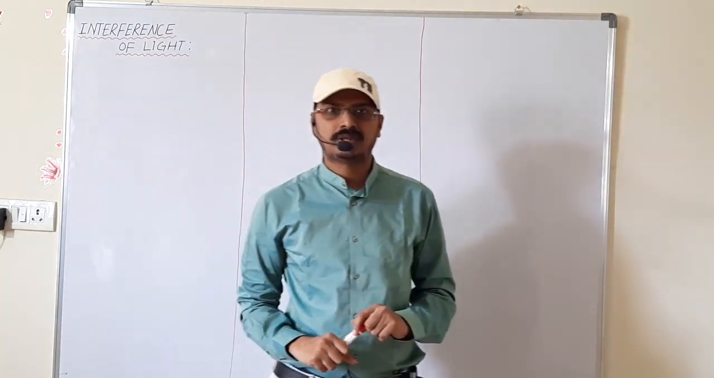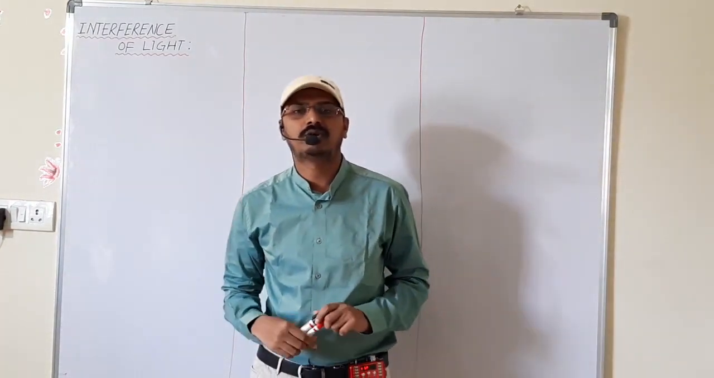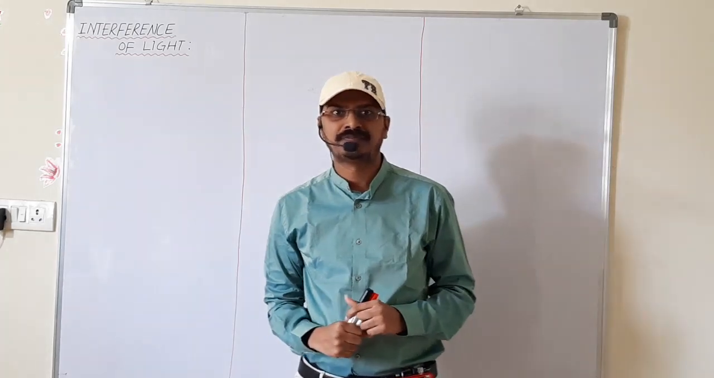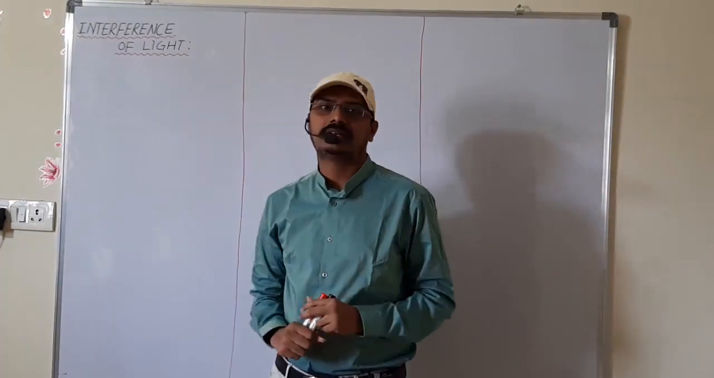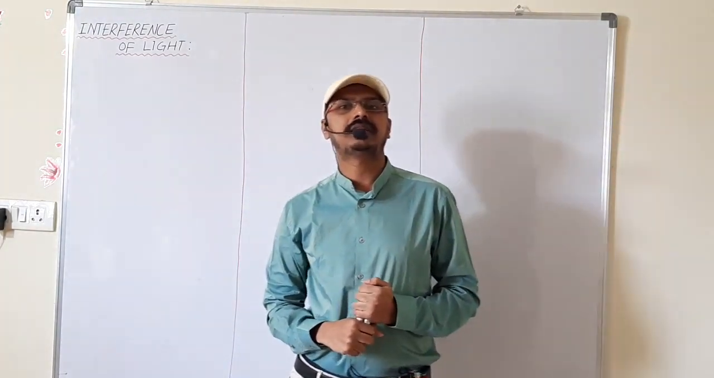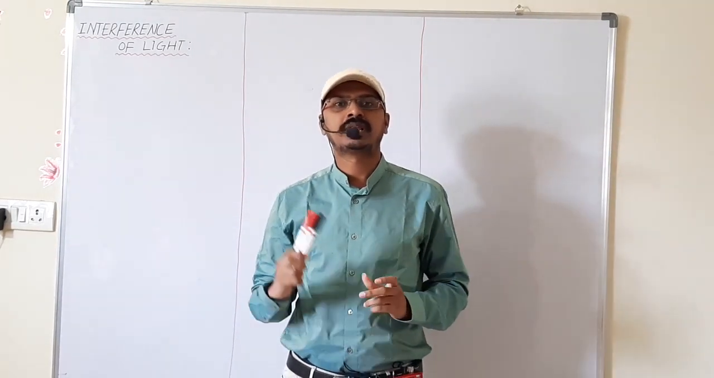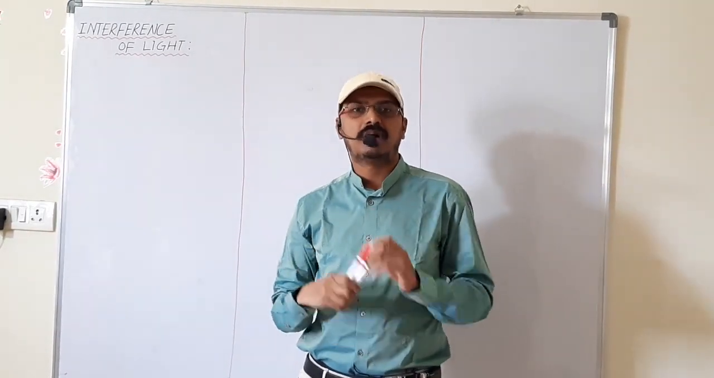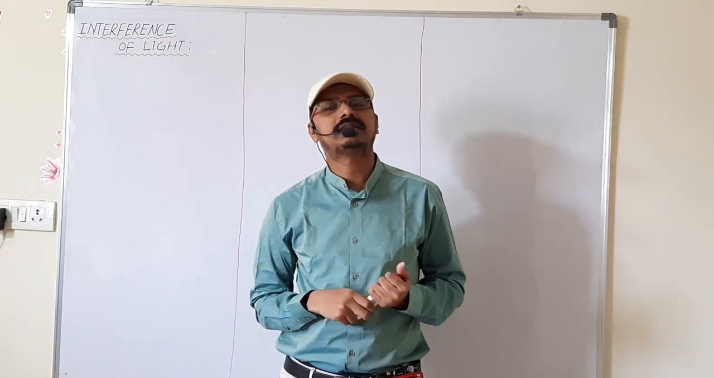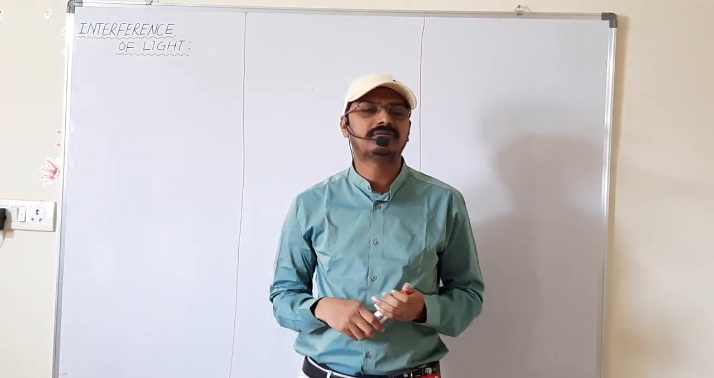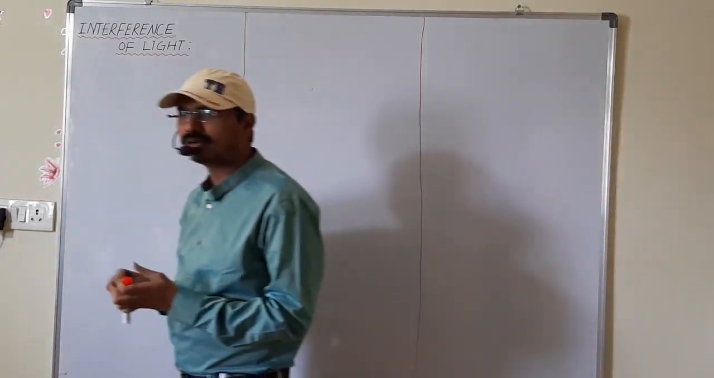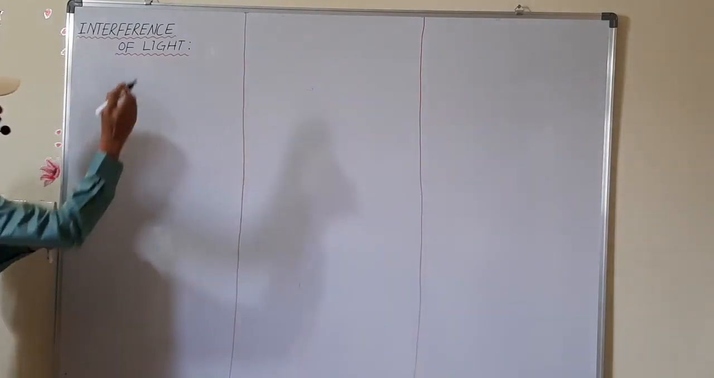Hello everyone. Today we are going to discuss interference of light. Already we have discussed that the intensity is directly proportional to the square of the amplitude. By using the amplitude, we can discuss the interference and the intensity of the light. Before discussing that, we have to take the two wave equations.